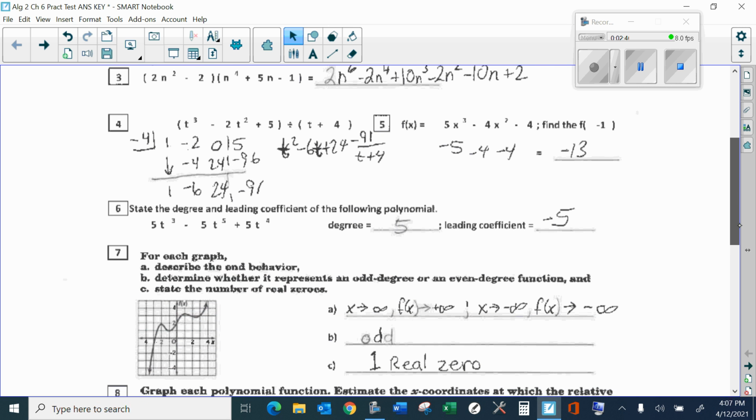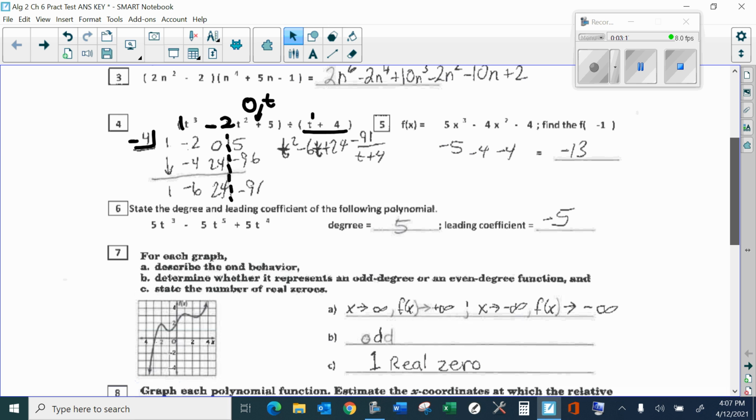Number 4, division. Use synthetic division since it is t plus 4, it's power of 1. You're going to use synthetic division. That's the quickest and simplest way. So that's root is -4. So you have -4 outside there. Write down the coefficients. If there's a missing one, you must fill it in with a 0. Notice there's no t right here, so that's why I have a 0 right there. So I have 1, -2, 0, and 5. This is a dash for, that's letting you know the last one is your remainder.